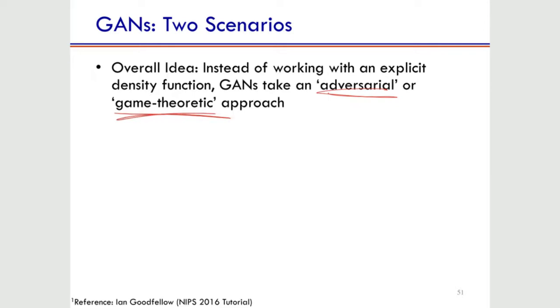Adversarial just means it's as if you have an adversary or a competitor, an opposite person who's trying to win against you and you're trying to win against them. Your goal is to create this black box which produces samples, but there's an imagined adversary who's going to try to prevent you from doing so. Game theoretic just means there's a game going on, for our purposes.